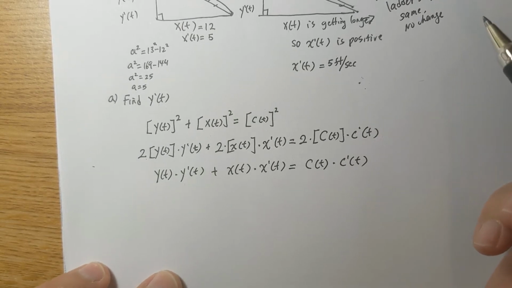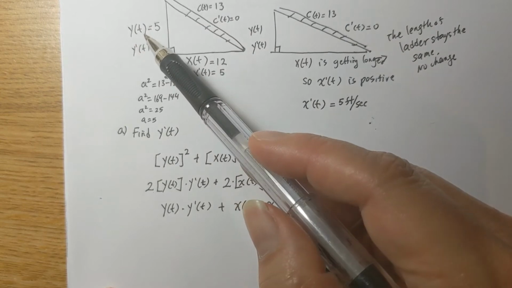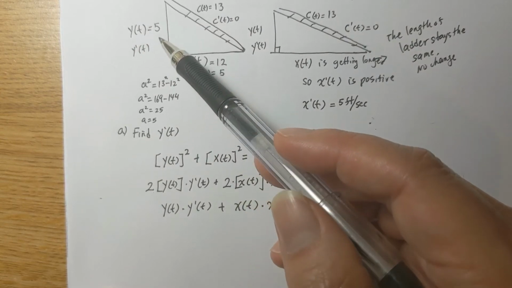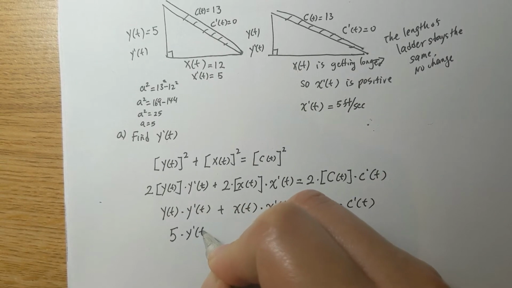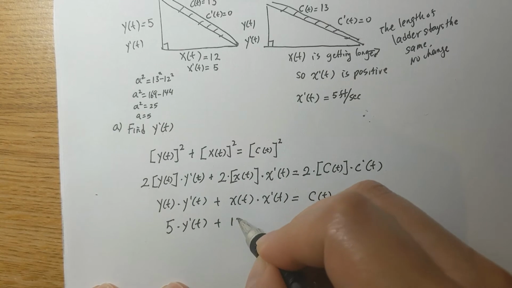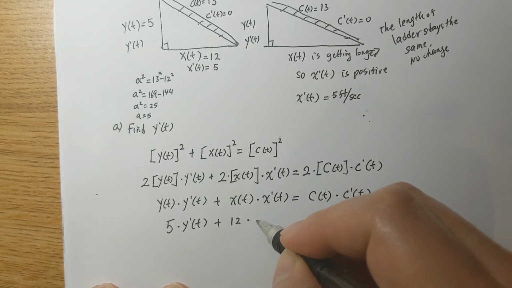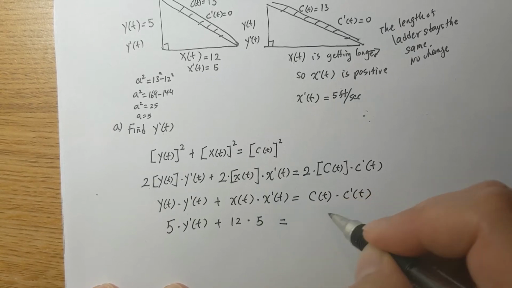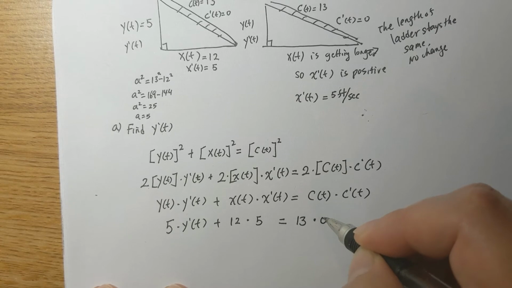So now we are going to substitute information. y of t equals 5, so 5 times y prime of t. And then x is 12, and x prime of t is going to be 5, so times 5. And c of t is 13, and the c prime is 0.